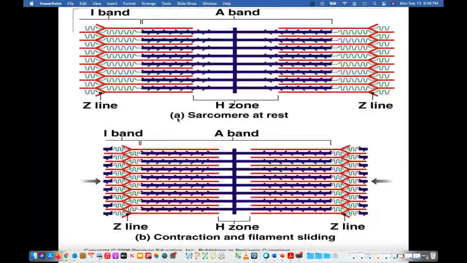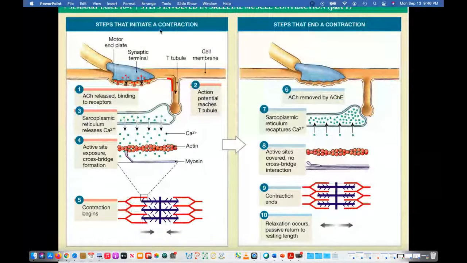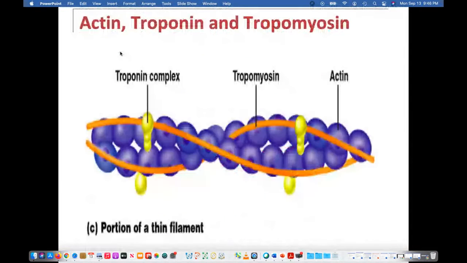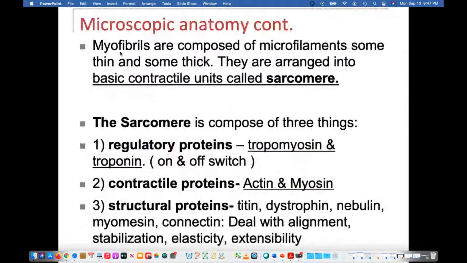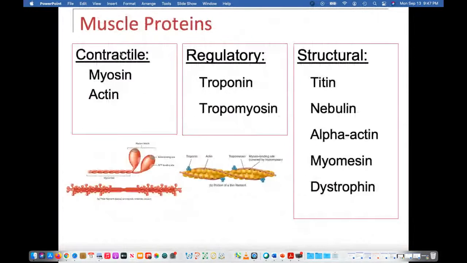Okay, what I want you to do before I move on in this lecture to the steps that initiate a contraction and steps that end a contraction, is review some of the basic terms that are involved. You should be very familiar with the contractile proteins. Those are myosin and actin. You should be familiar with the regulatory proteins, troponin and tropomyosin.